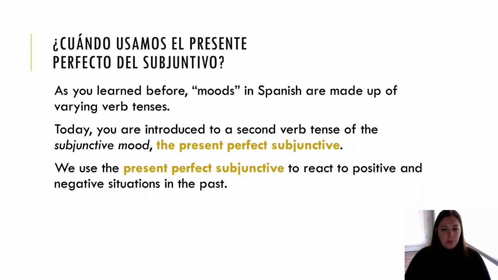As you learned before, moods in Spanish are made up of varying verb tenses. Today, you are introduced to a second verb tense of the subjunctive mood, the present perfect subjunctive. So while you've seen a lot of present subjunctive, now we're moving on to present perfect subjunctive. We use it to react to positive and negative situations in the past.